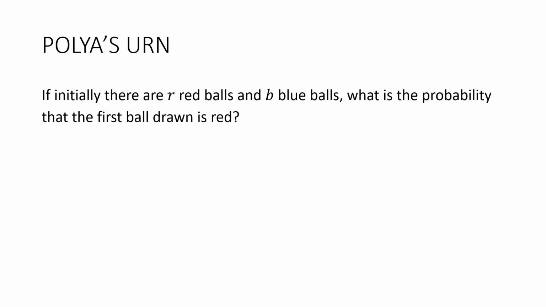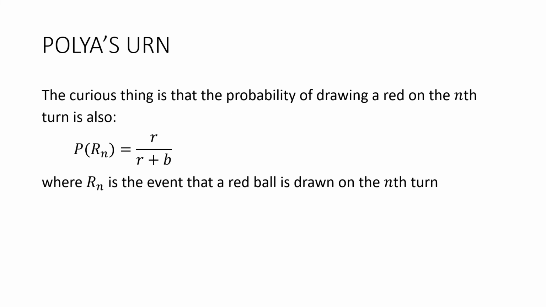So if initially there are R red balls and B blue balls, what's the probability that the first ball drawn is red? Well, the number of red balls is R, and the total number of balls is R plus B. So the probability must be R divided by R plus B. Now here's the curious thing. The probability of drawing a red on the nth turn is also R over R plus B. And I'm denoting R subscript n as the event that a red ball is drawn on the nth turn.